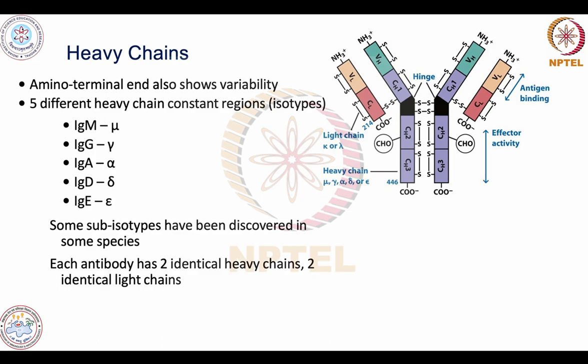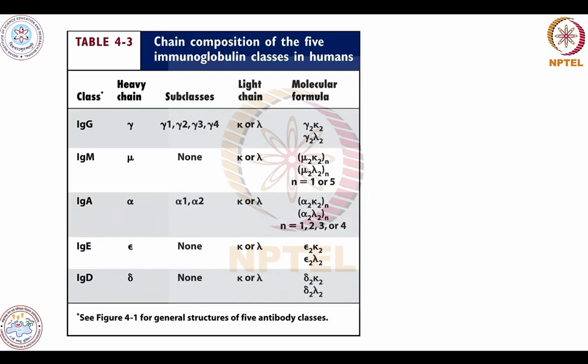So each antibody has two identical heavy chains and two identical light chains. Chain composition of the 5 immunoglobulin classes in humans. Class IgG, heavy chain is called gamma. Subclasses gamma 1, gamma 2, gamma 3, gamma 4. Light chain kappa or lambda. Molecular formula gamma 2 kappa 2, gamma 2 lambda 2.